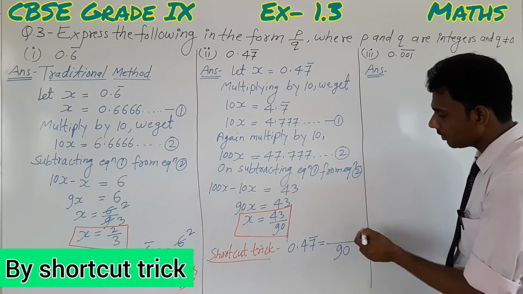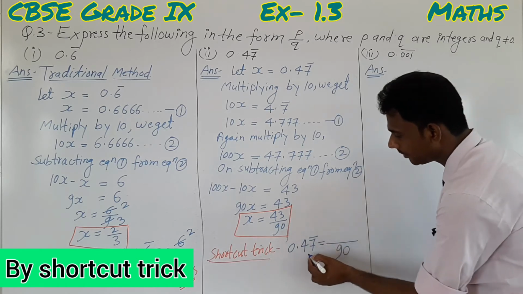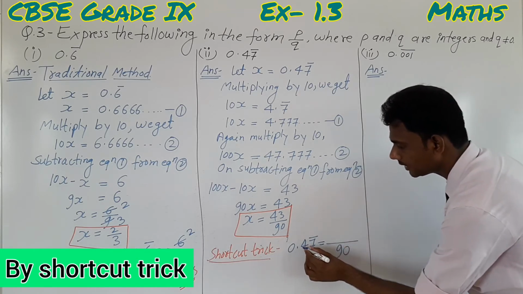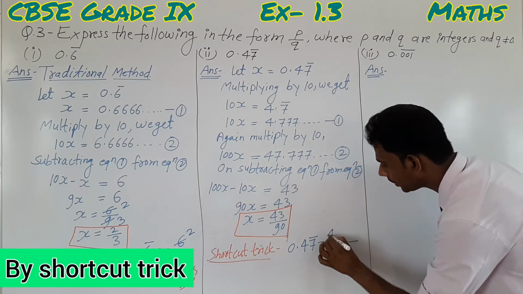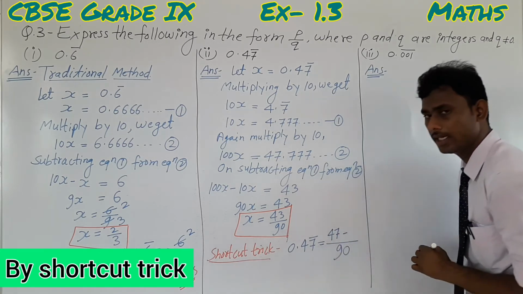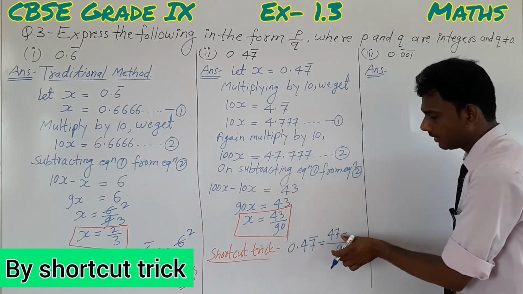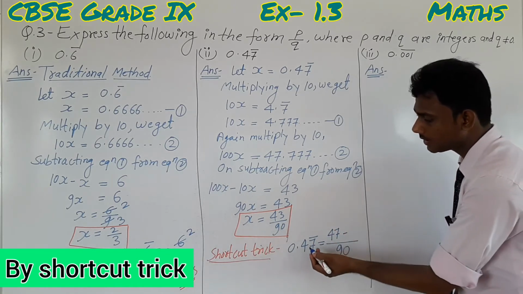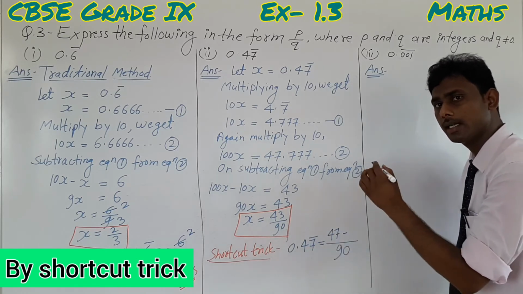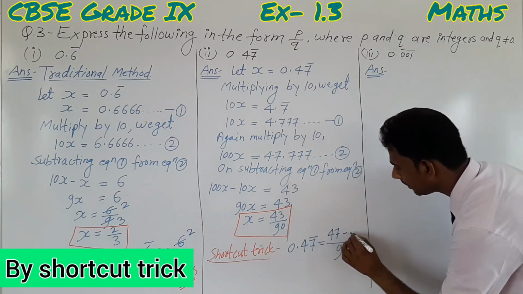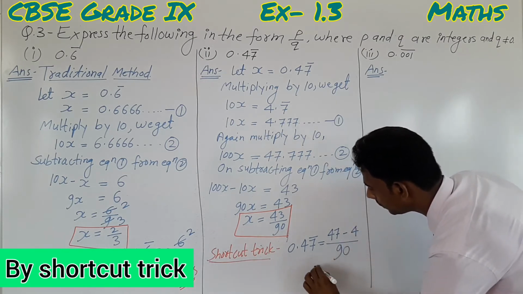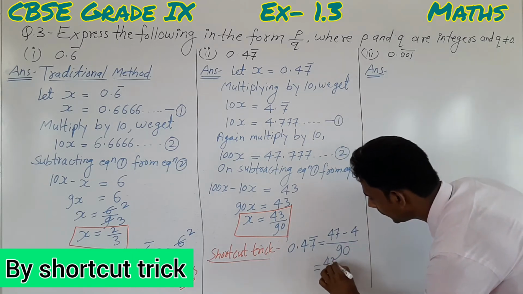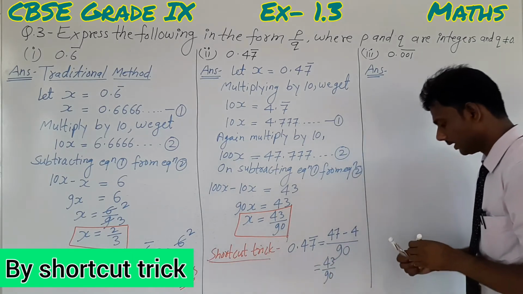After that, what goes in the numerator? In the numerator, you first write the whole number after the decimal. Here after the decimal is 47 bar, so you write 47. Then minus the number which is not recurring. The number which is not recurring is 4, so you subtract that number. It will be 47 minus 4, which is 43. So 43 upon 90. This is the final answer.